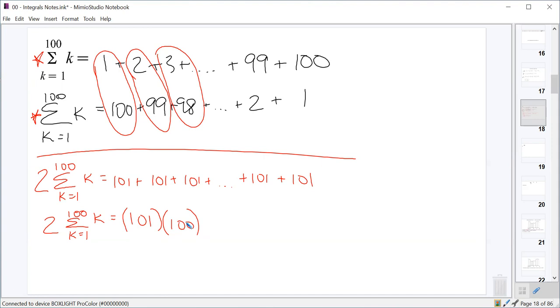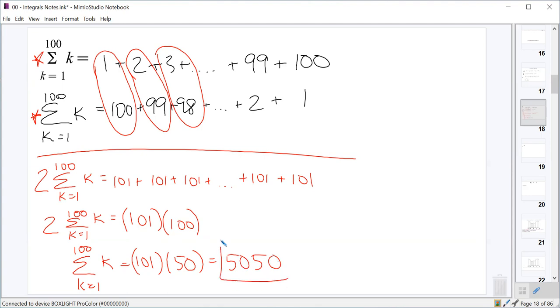And now if we divide this by 2 so that we're just left with the sum from k equals 1 to 100 of k, that ought to now be 101 times 100 over 2, which is 50, which is just 5,050. That's a pretty quick, easy, straightforward way to sum together a whole bunch of integers.